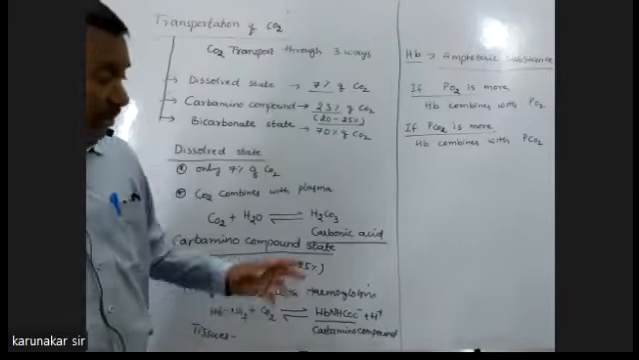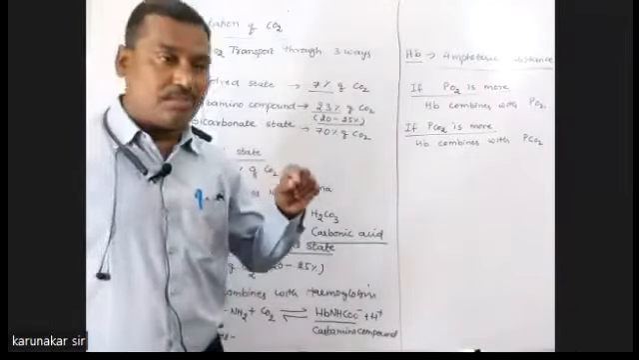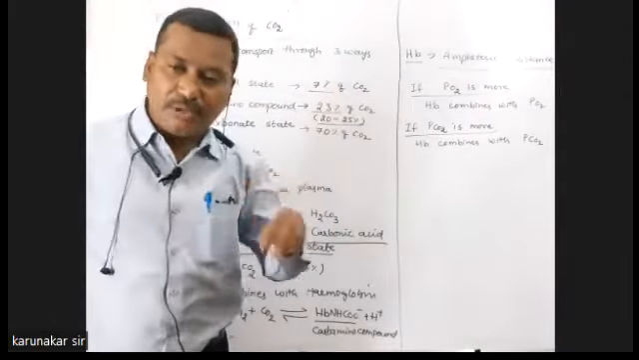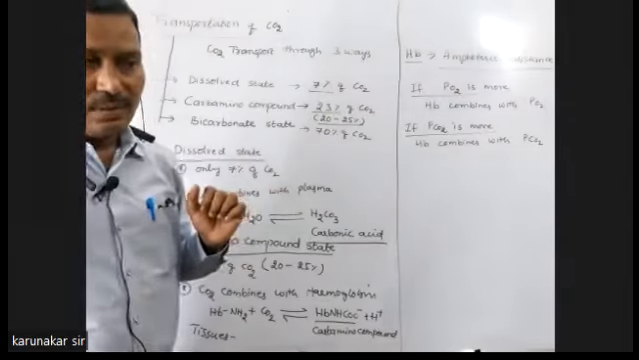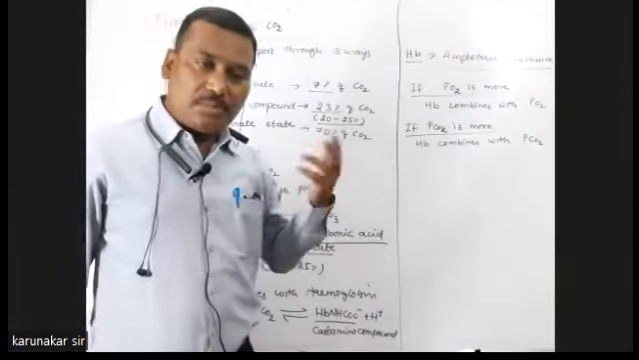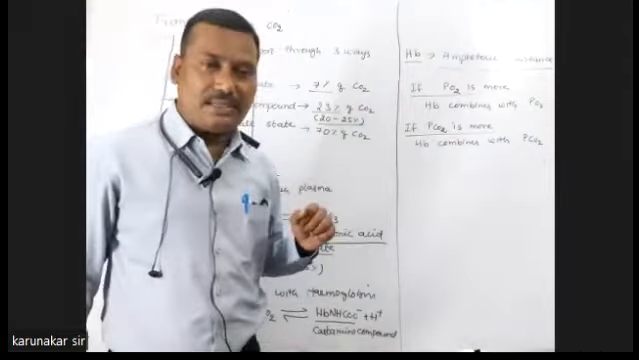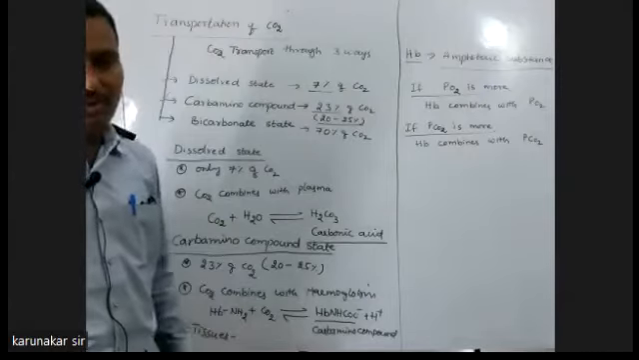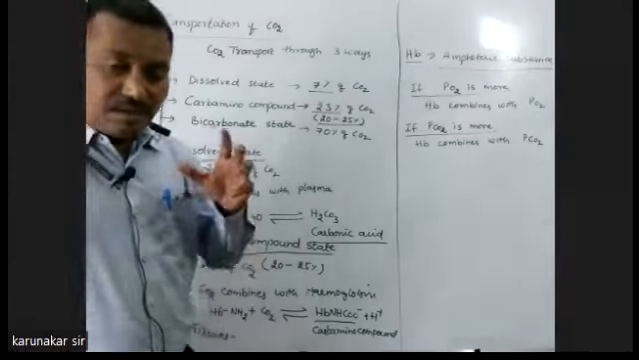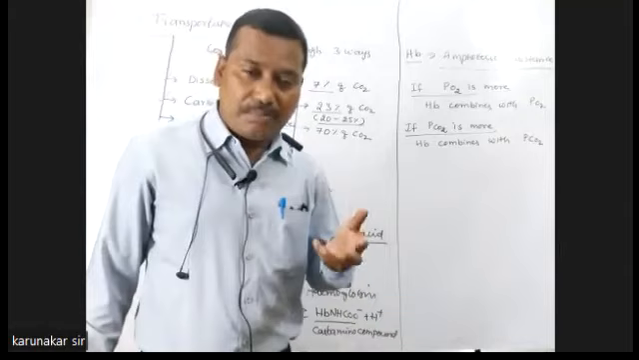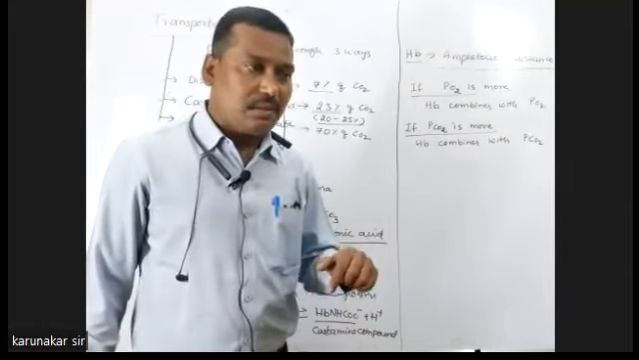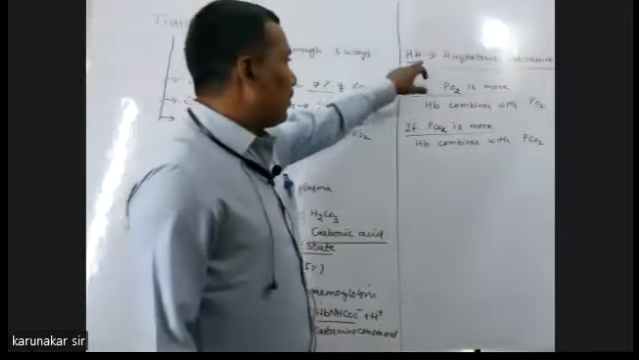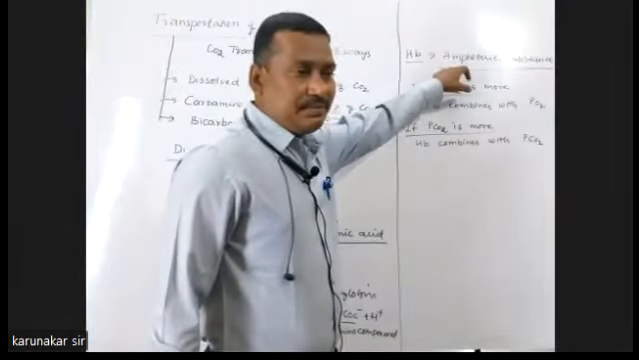Yesterday we discussed that hemoglobin combines with oxygen and oxyhemoglobin develops. At the same time, hemoglobin also combines with carbon dioxide, and a carbamino compound develops. Hemoglobin combines with both oxygen and carbon dioxide. That's why it is called an amphoteric substance.